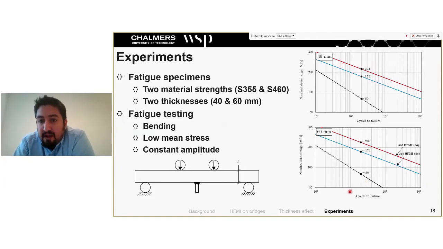So again, we don't see a very clear thickness effect in our experiments. And the improvement is very high.